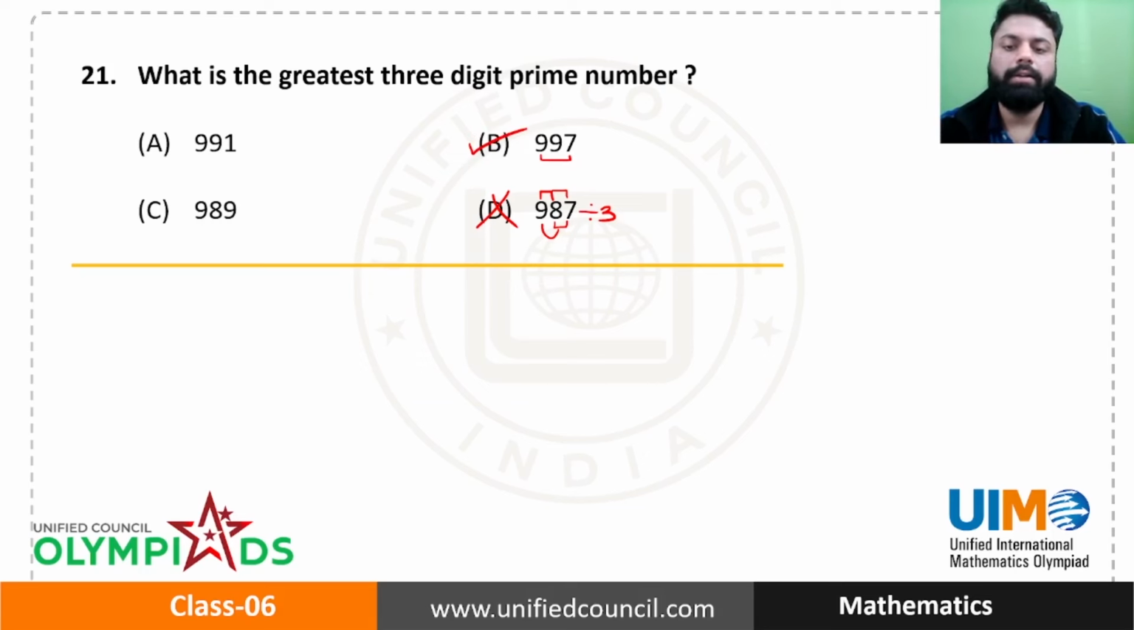989 is divisible by 23, that is equal to 43. And similarly 991 is also divisible by one of the values. So B option is the correct answer.